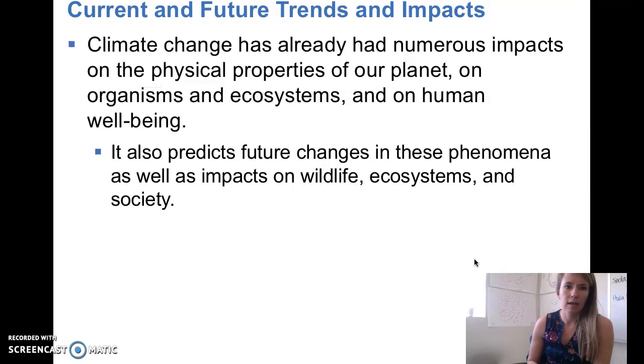And lastly, climate change has already had numerous impacts on the physical properties of our planet, on organisms and ecosystems, and on human well-being. So it has changed and has definitely had a big effect on us. We know that already. It also predicts future changes in these phenomena as well as impacts on wildlife, ecosystems, and society.